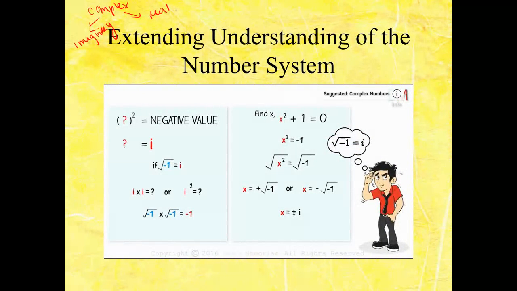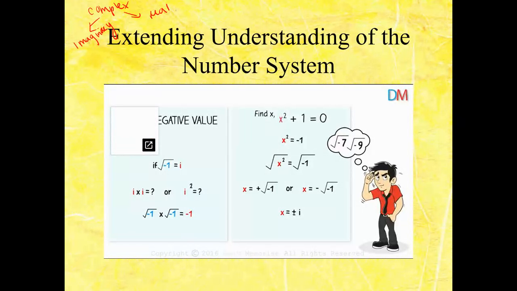But wait, we understood the concept of square root of -1. What if the number is square root of -7 or square root of -9? That's what we will cover in the next video.